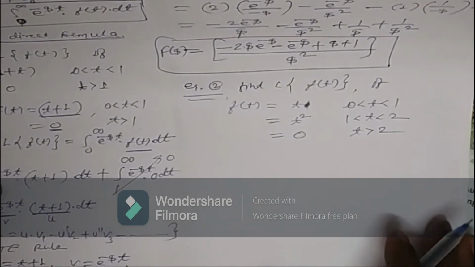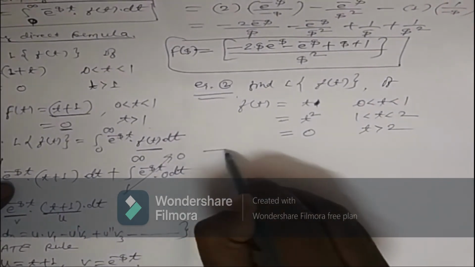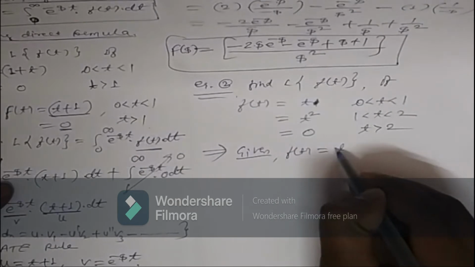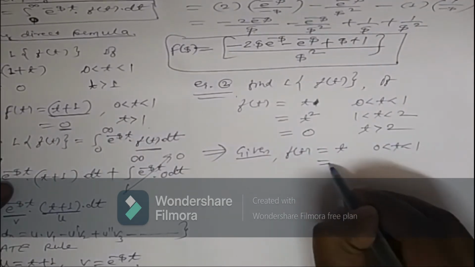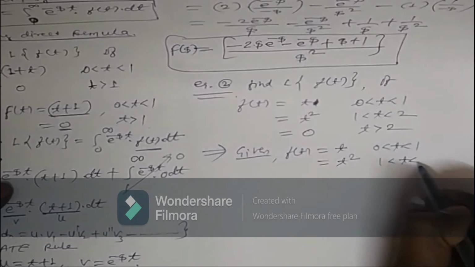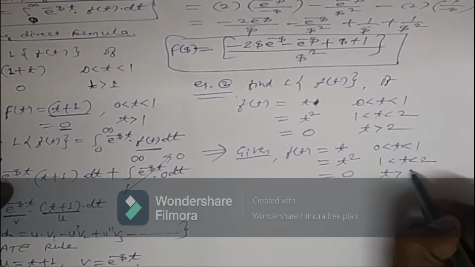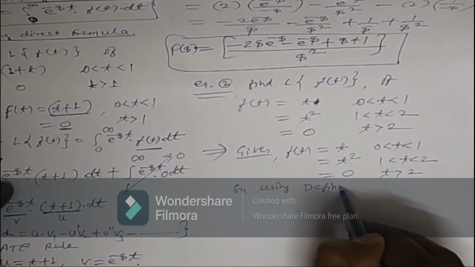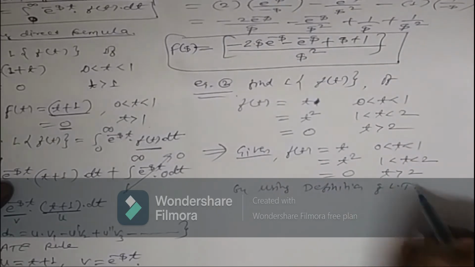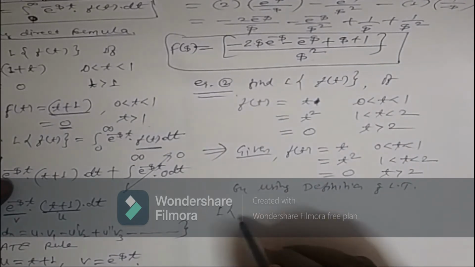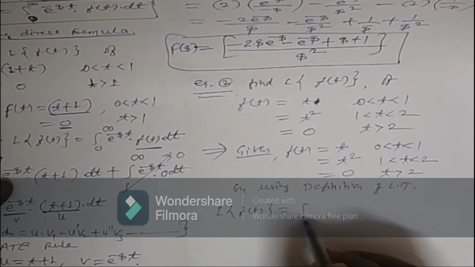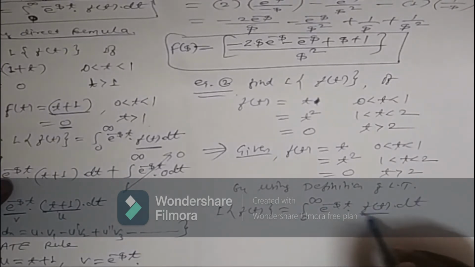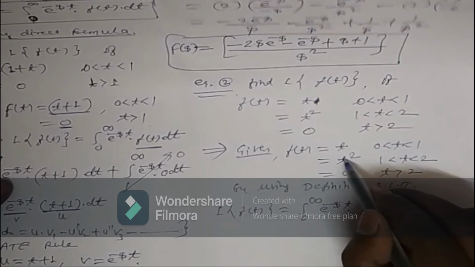Okay, so now how to solve this? Look at this. Given f of t is equal to t for 0 less than t less than 1, is equal to t square for 1 less than t less than 2, is equal to 0 for t greater than 2. Now, by using the definition of Laplace transform, what is that? Laplace transform of f of t is equal to integration from 0 to infinity e raised to minus st into f of t dt. Now this f of t is divided into 3 parts, 1, 2, 3.